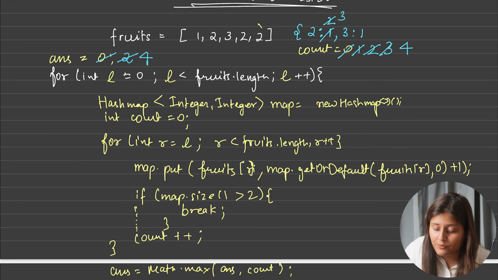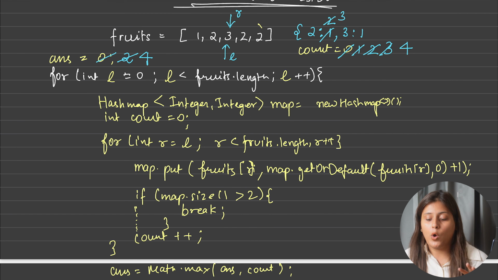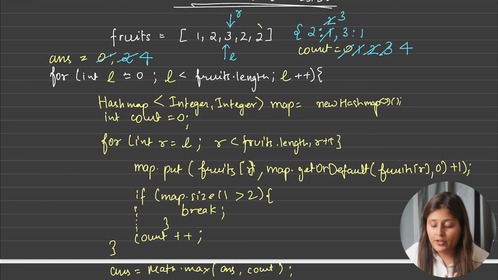Now again the left pointer will start from the second index and the right pointer again with the second index, and so on. So now I hope you understood this code.